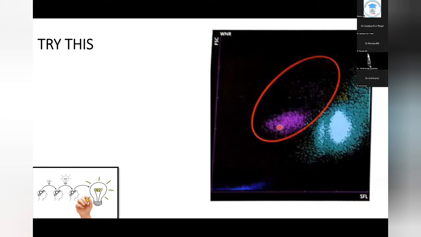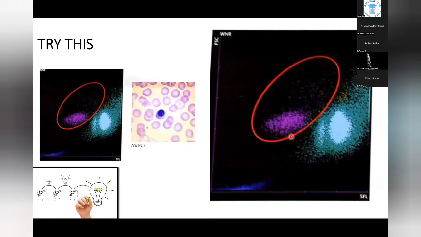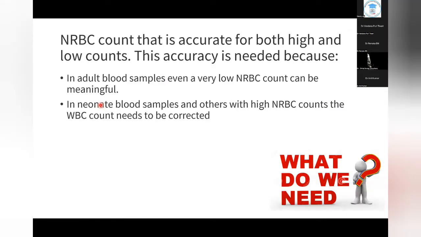These are nucleated RBCs. As we have seen, we have WBCs here, and here we will get nucleated red cells. This case has a lot of nucleated red blood cells. Just looking at the WNR channel itself, you get information that this person has circulating nucleated RBCs in the peripheral blood. So is the nucleated RBC count important? Why do we need it?